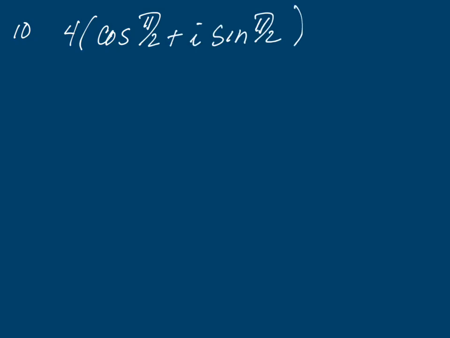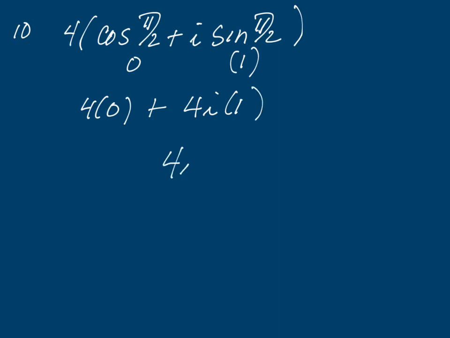And one last problem. Number 10. We have a 4 on the outside, and we have the cosine of pi over 2 plus I, the sine of pi over 2. Let's see if I can get these unit circle ones right. So cosine of pi over 2 is 0, and sine of pi over 2 is 1. So we have 4 times 0 plus 4 times I times 1. So that's just equal to 4I. So that's your answer, and that's your homework for today.